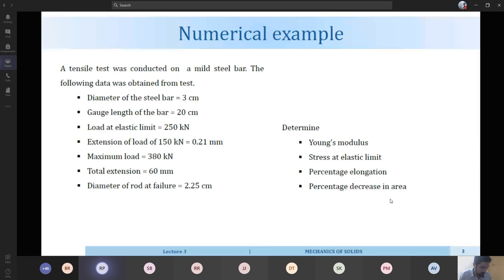Till 250 kilonewton, you are in the elastic limit. So the applied load is 150 kilonewton, and that's the reason why we are in that region. Hooke's law is valid: the stress is proportional to strain, and you are putting F as 150 kilonewton. And what is the value you are getting for E?